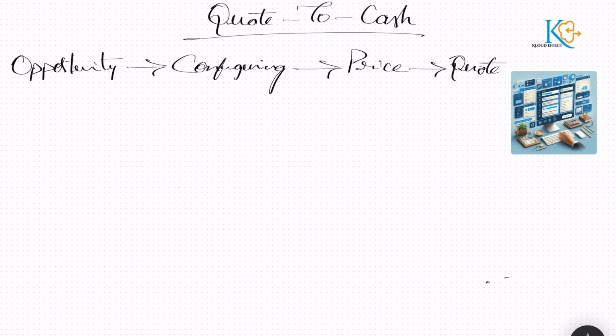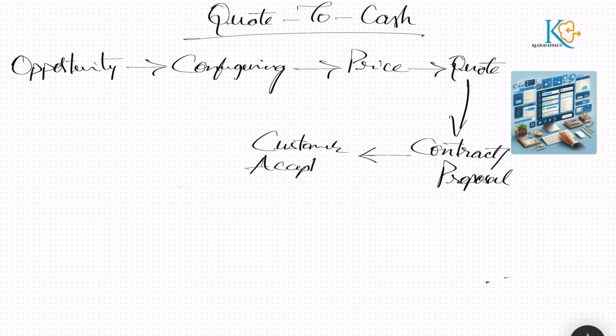A quote document is presented to the customer with the products of interest with pricing components. Let's go with the happy path of the customer accepting the quote and create contract or proposal. Customer accepts the contracts and signs the contracts.